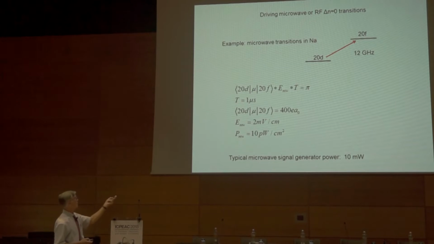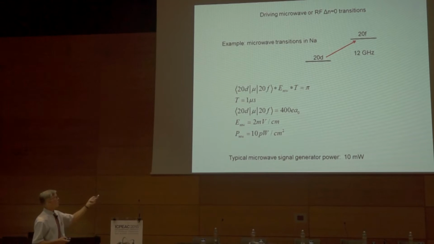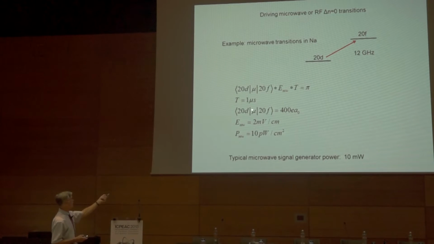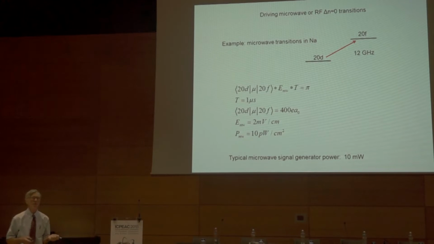It's at 12 gigahertz, and so the requirement to drive this transition in a time t, which might be a microsecond, is that the product of the dipole moment times the matrix element times time has to be equal to pi in the correct units. And for t of a microsecond, and using this matrix element, you can immediately compute that the electric field that you need is 2 millivolts per centimeter.